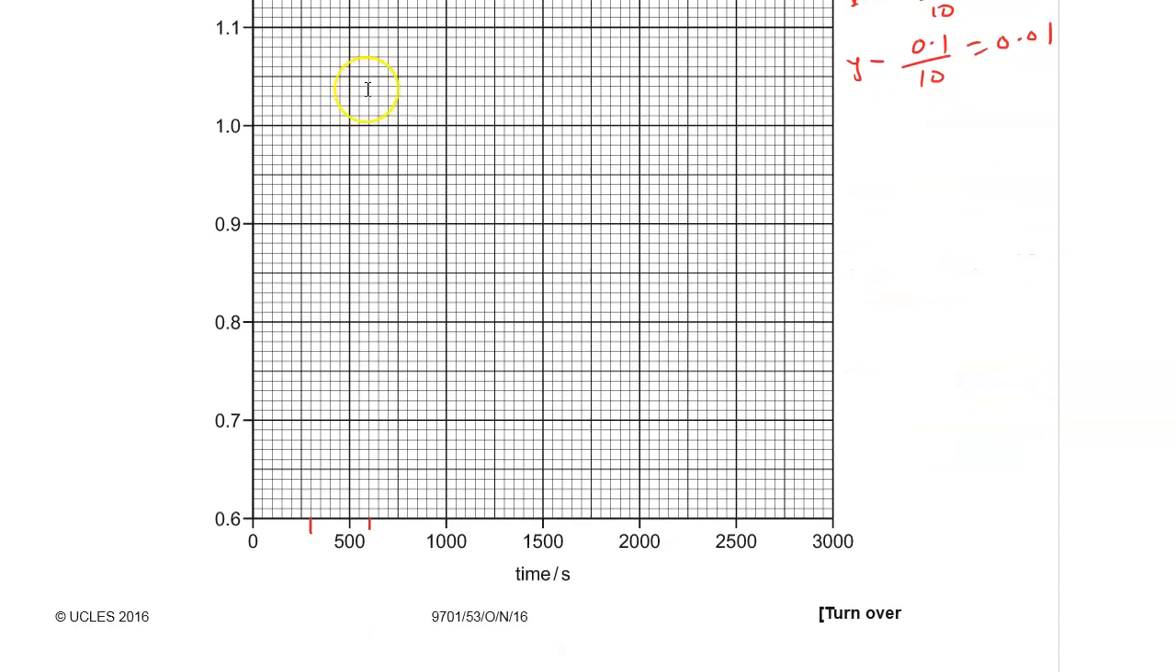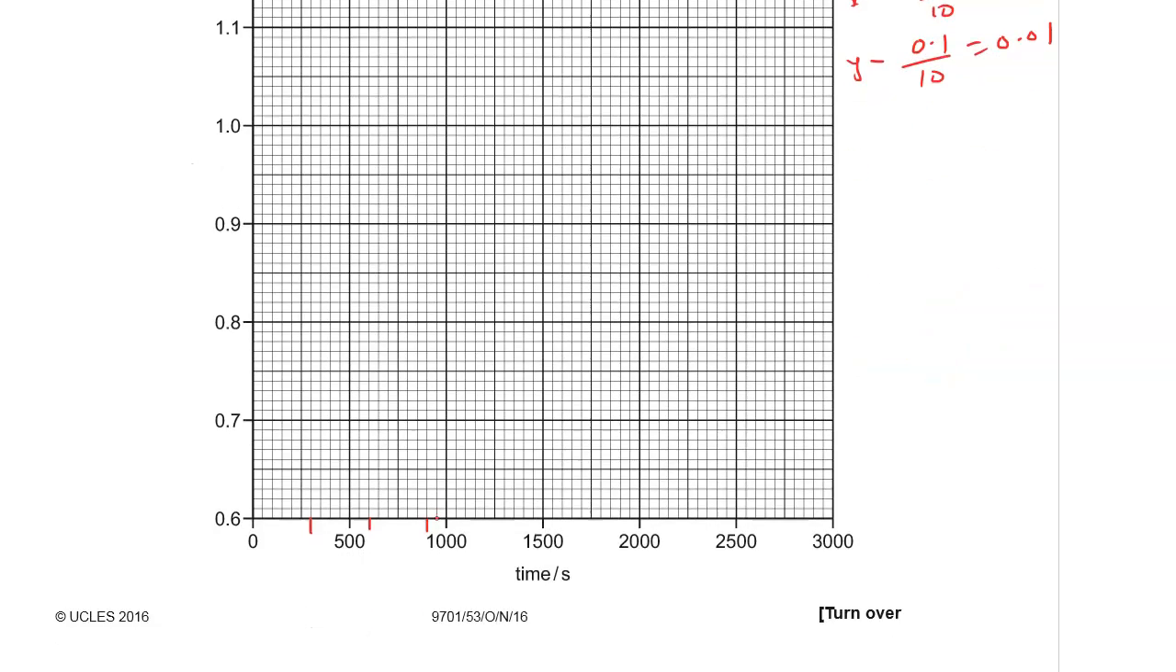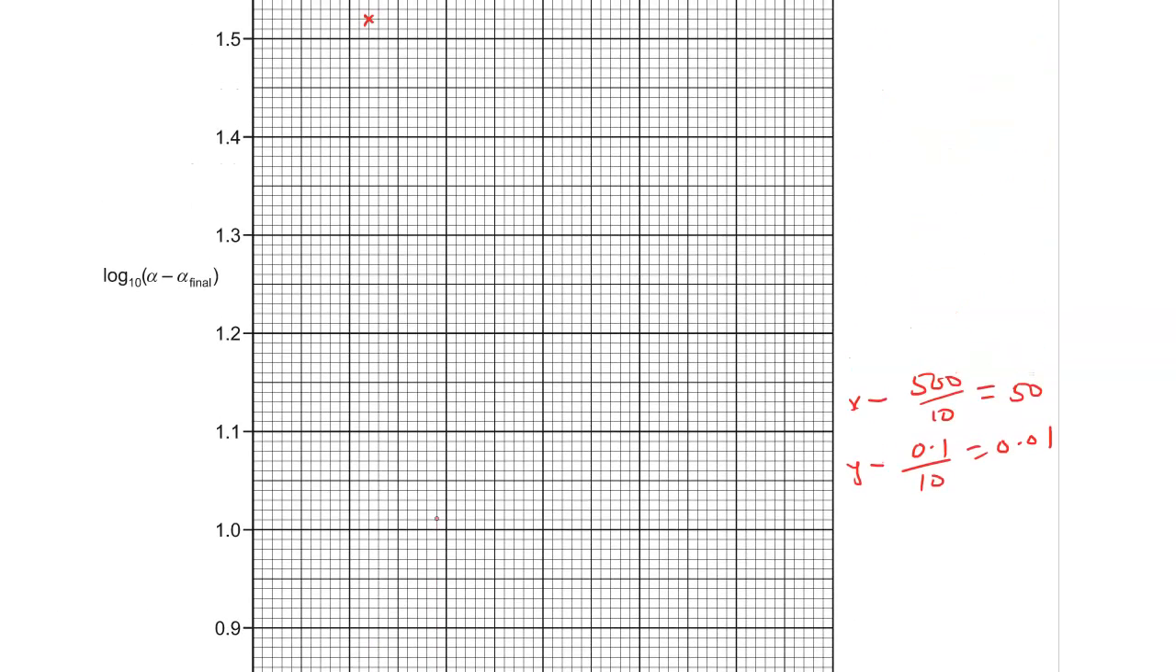Go for 900. 900 is here. 900 for 1.44. So 1.44 is right there.